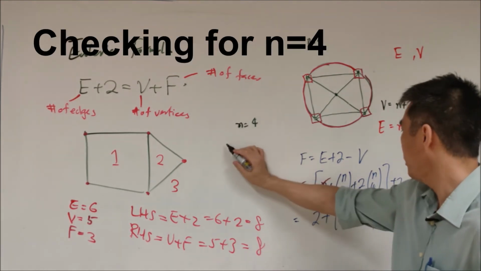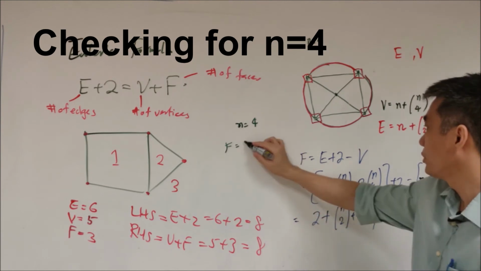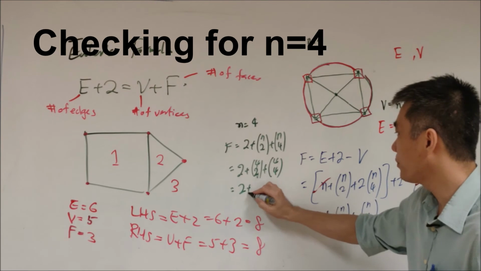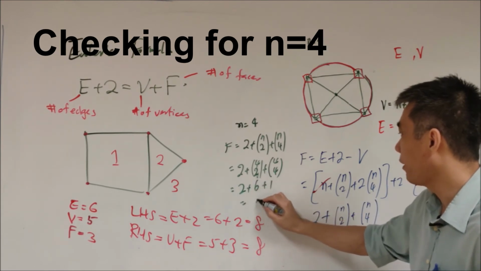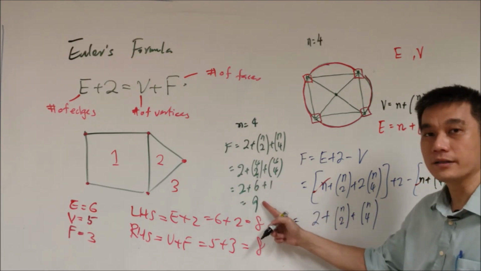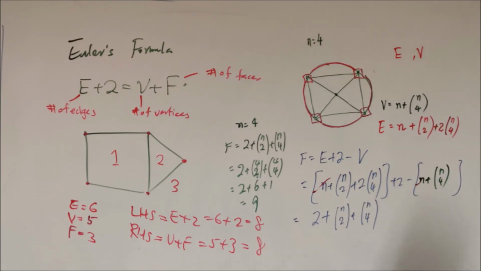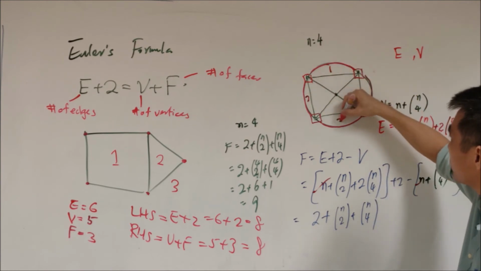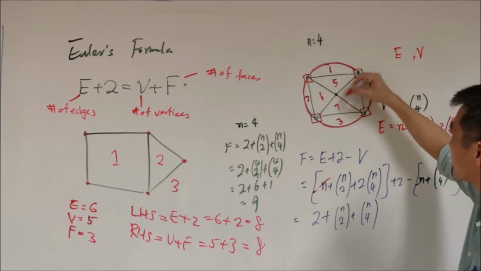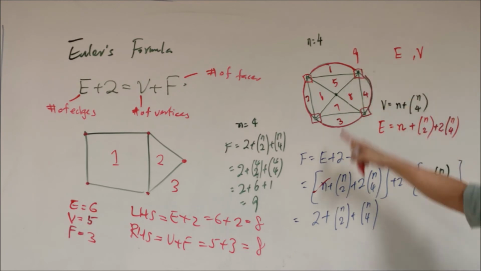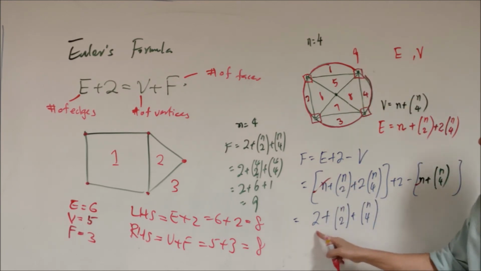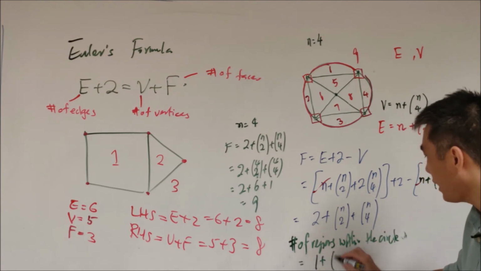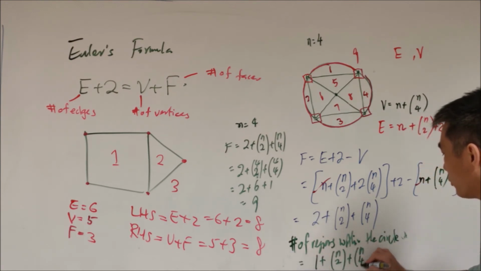When n equals 4, F will equal 2 plus n choose 2 plus n choose 4. That is 2 plus 6 plus 1. That is 9. 9, not 8. Why is it so? Because it calculates the outer regions. In this case, you will count 1, 2, 3, 4, 5, 6, 7, 8, and 9. That's why you will have 2 here. The number of regions within the circle will be equal to 1 plus n choose 2 plus n choose 4.